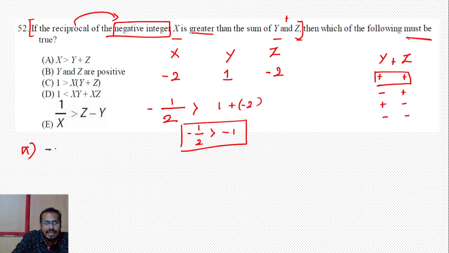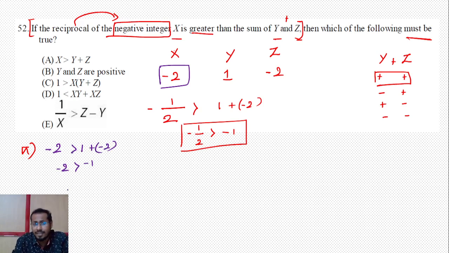Okay, x is negative 2. Look at this, x value is negative 2. Is x, negative 2, greater than y plus z, 1 plus negative 2, that is negative 1? Here it was negative 2. What happened here? This is right? No. Negative 1 is the higher number in negative values, right? So this is not correct.